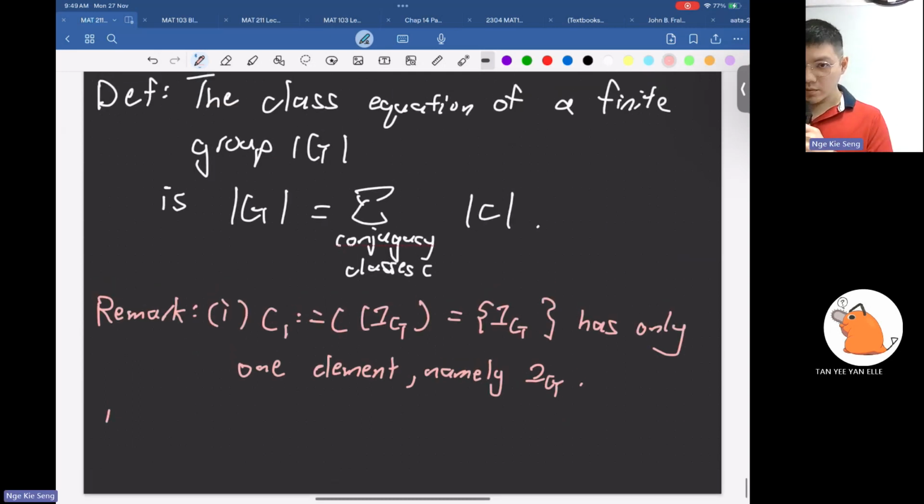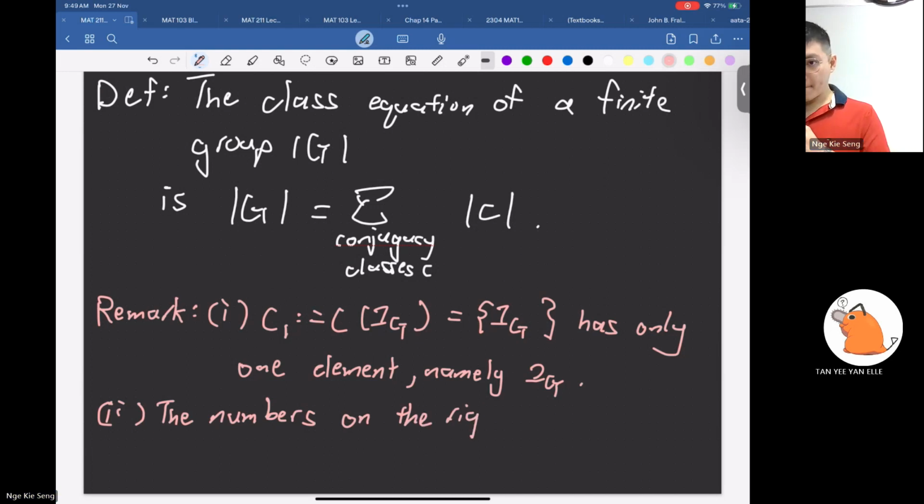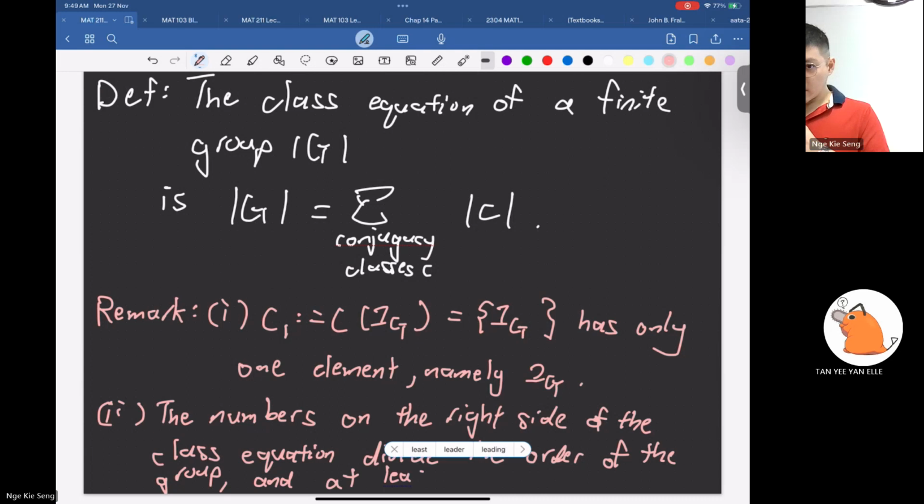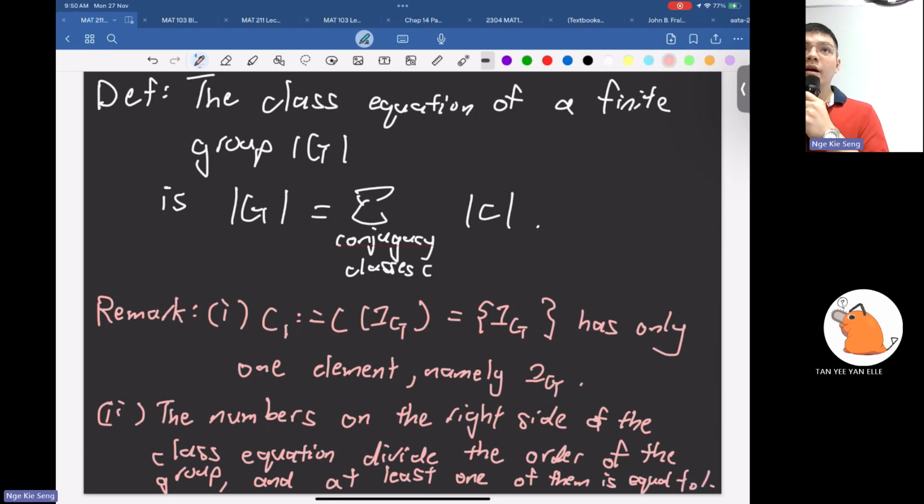So we have some restriction on this equation here. For the numbers on the right-hand side of the class equation, we know that the order of the centralizer must divide the order of the group, from the counting formula just now. And at least one of them must be equal to 1.